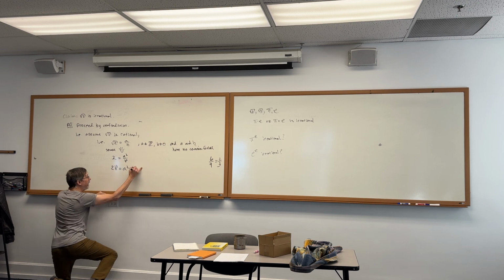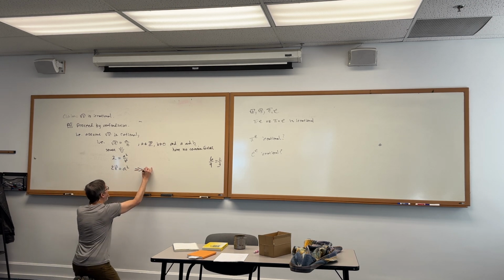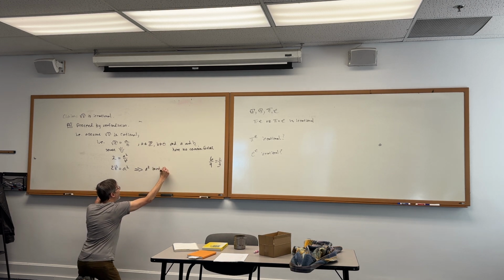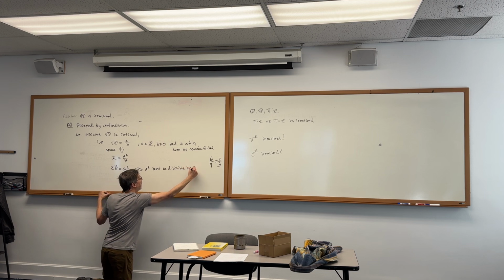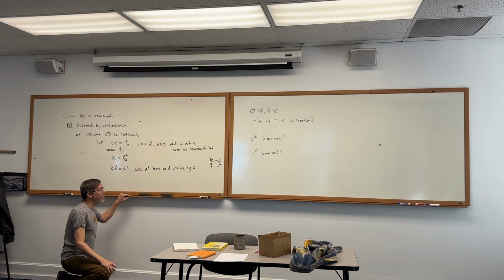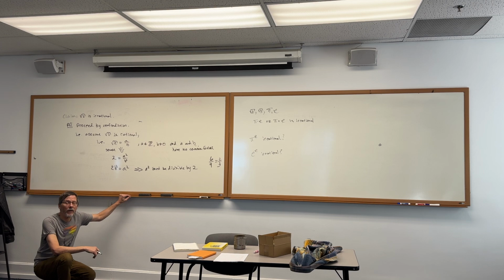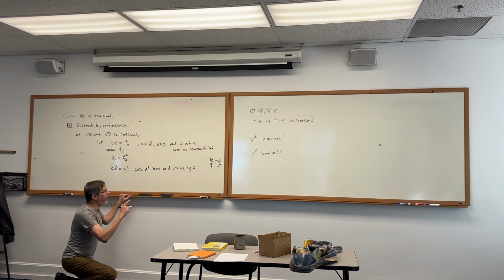So I'm going to write that up. So this means that a squared must be divisible by 2. But here's the subtle part: the only way that can happen is if a is divisible by 2. So let's think about this.